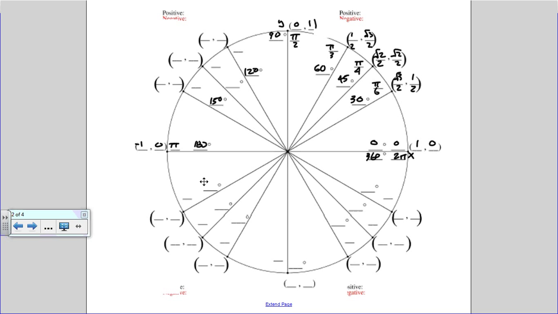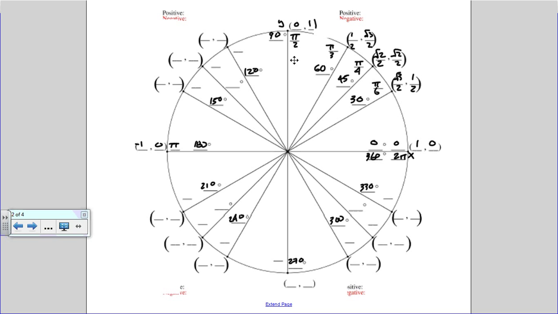Add 30 from 180, I get 210 degrees. Add 30 to that, I get 240. Add 30 to that, I get 270. Add 30 to that, I get 300. Add 30 to that, I get 330 degrees. And if I add 30, I get back to 360.